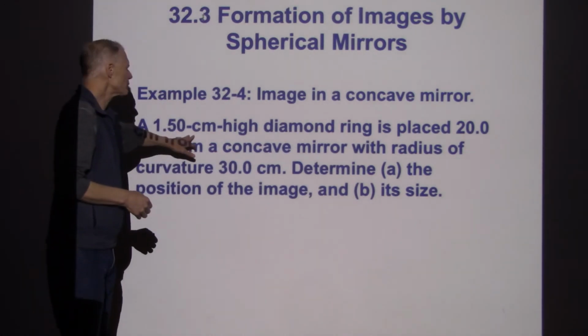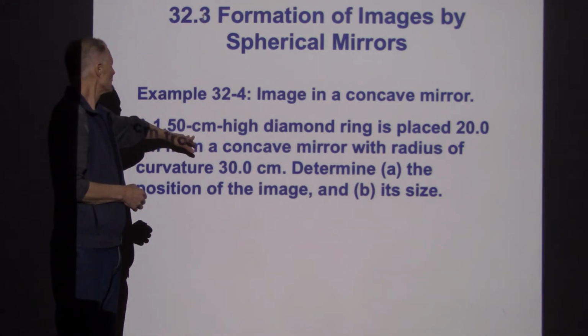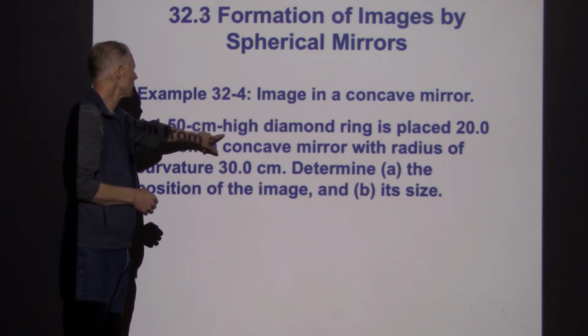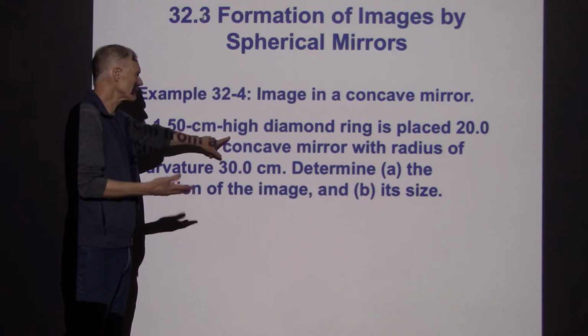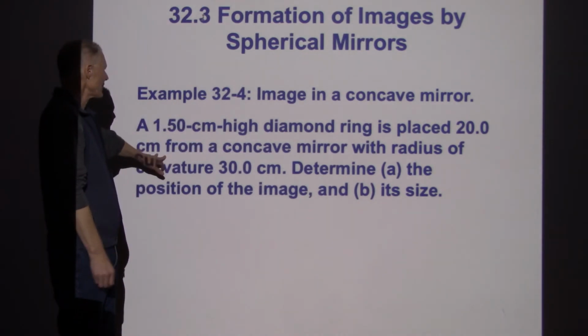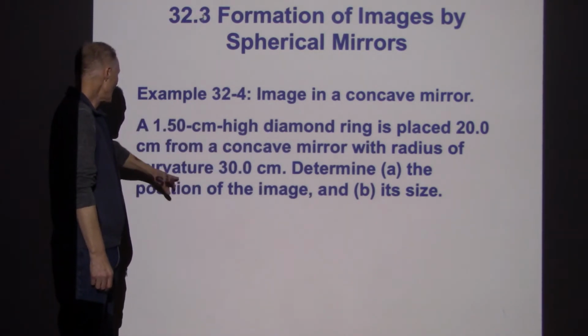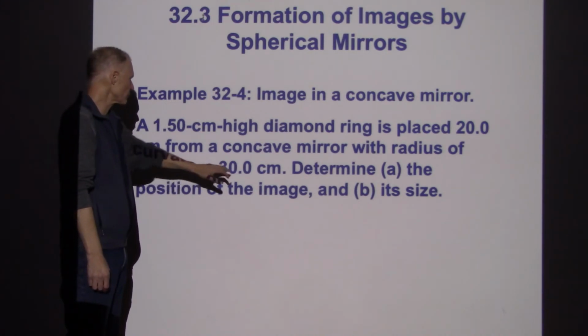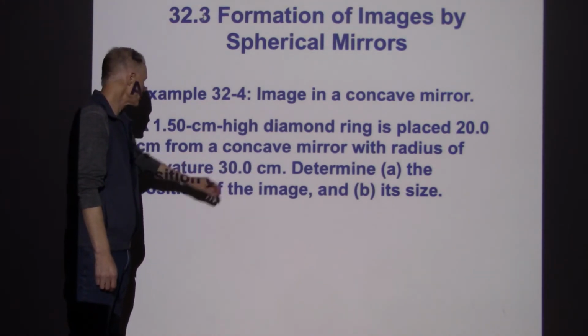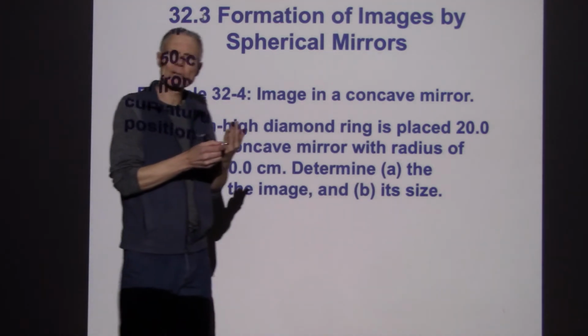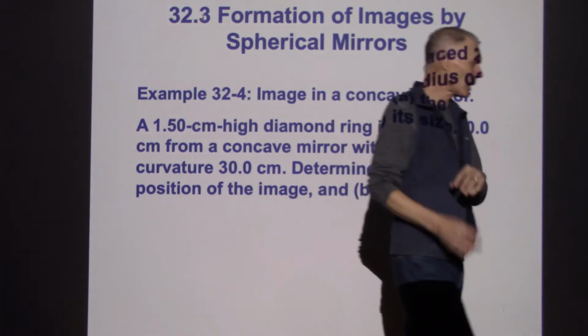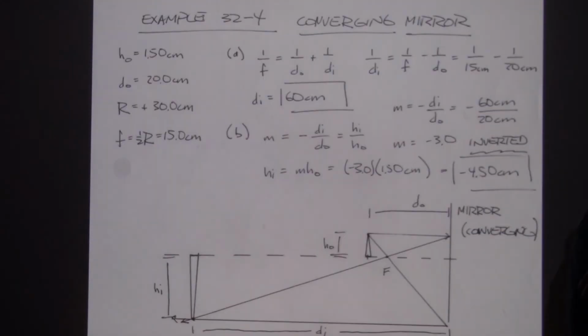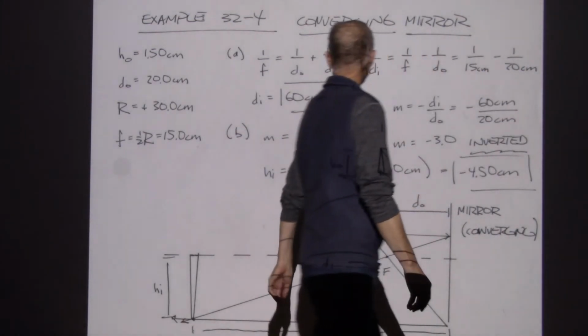And what it says is, I don't know why they picked a diamond ring, but they picked a 1.50 centimeter object, let's say, is 20 centimeters from a mirror, and the mirror has a radius of curvature of 30 centimeters. So they want to find out where is the image going to be, and how much magnification will we have. So it's a pretty standard kind of problem.